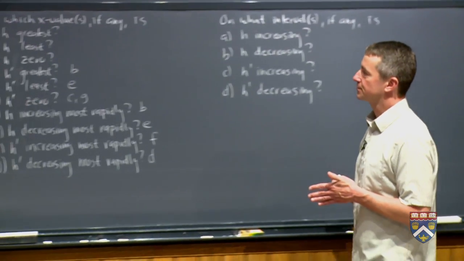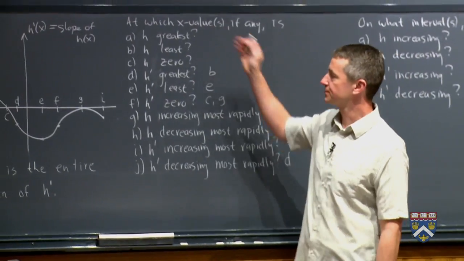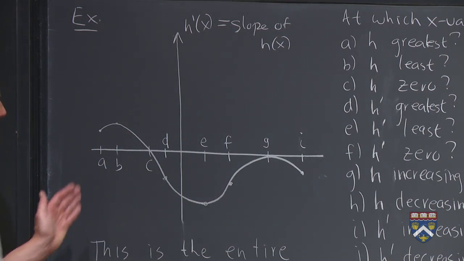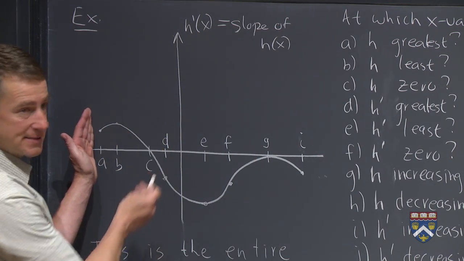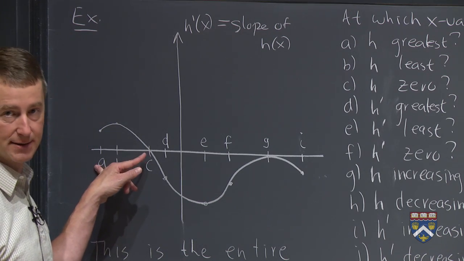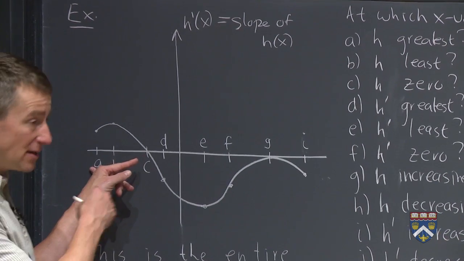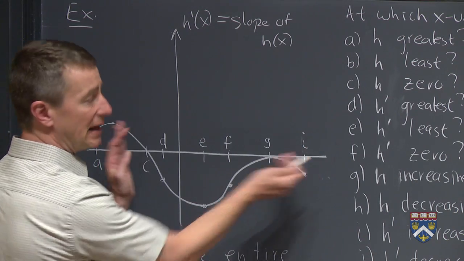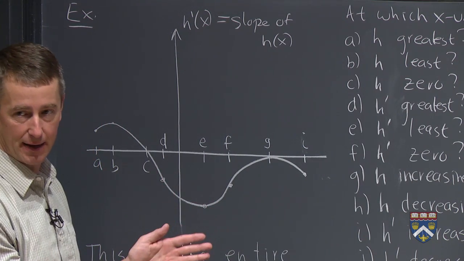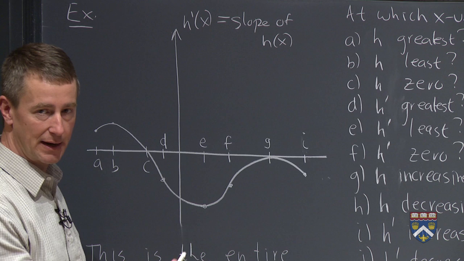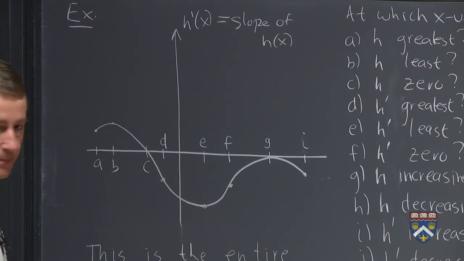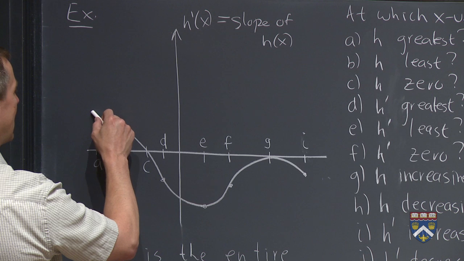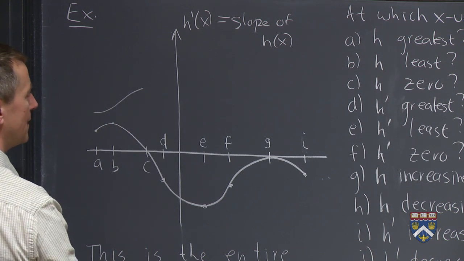And let's do the last three. Where is h greatest? So what do we know about the graph of h? H prime is positive from A to C. So what's h doing from A to C? H is increasing from A to C. And then what is h prime all the rest of the way? H prime is negative. So what's h doing all the rest of the way? H is decreasing. So if we tried to sketch a graph of h, it would be increasing from A to C.